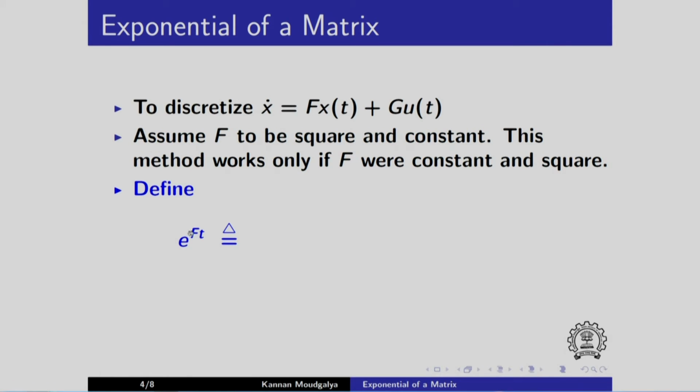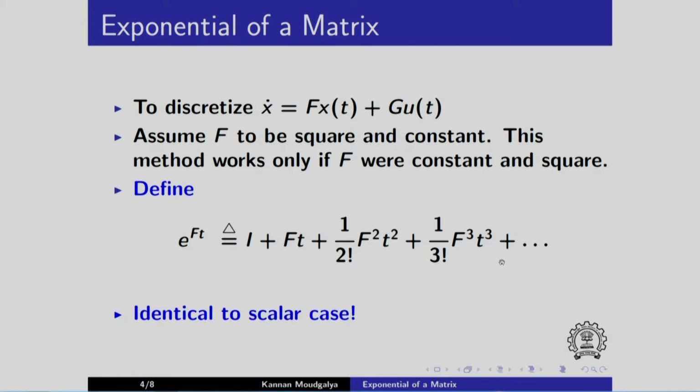We will define exponential of the square matrix f into t as follows. Recall that this symbol means defined. This is equal to I plus ft plus 1 by 2 factorial f squared into t squared, 1 by 3 factorial into f cube t cube, and so on all the way up to infinity. And notice that this is identical to the scalar case. In other words, if f were a scalar, this is identical to the expression we would have used.